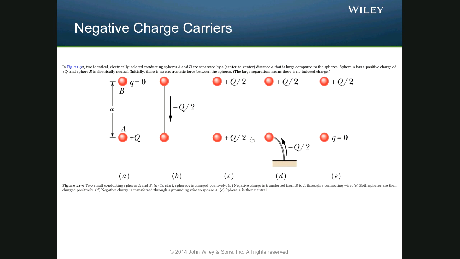So if we look here, we have two identical electrically isolated conducting spheres. All right? A and B are separated by some distance that is large compared to the spheres. That just means that they're not so close that the spherical properties matter that much.